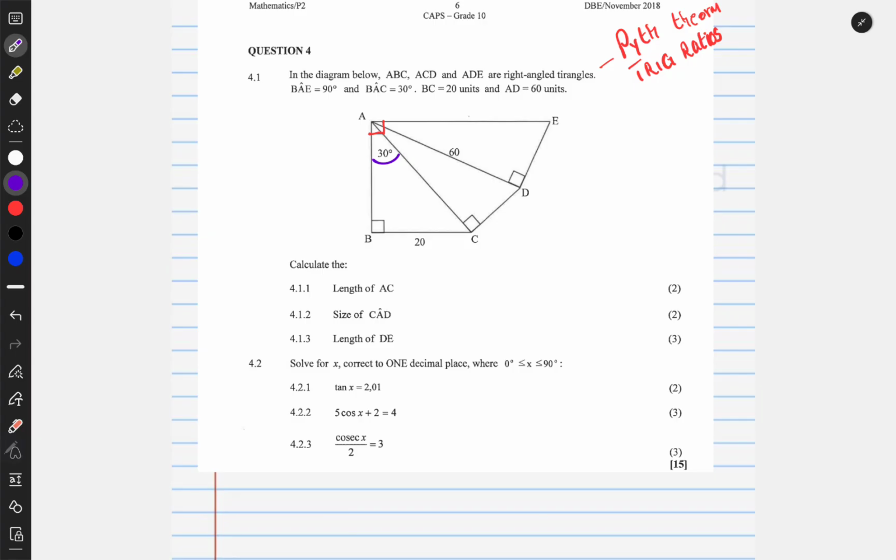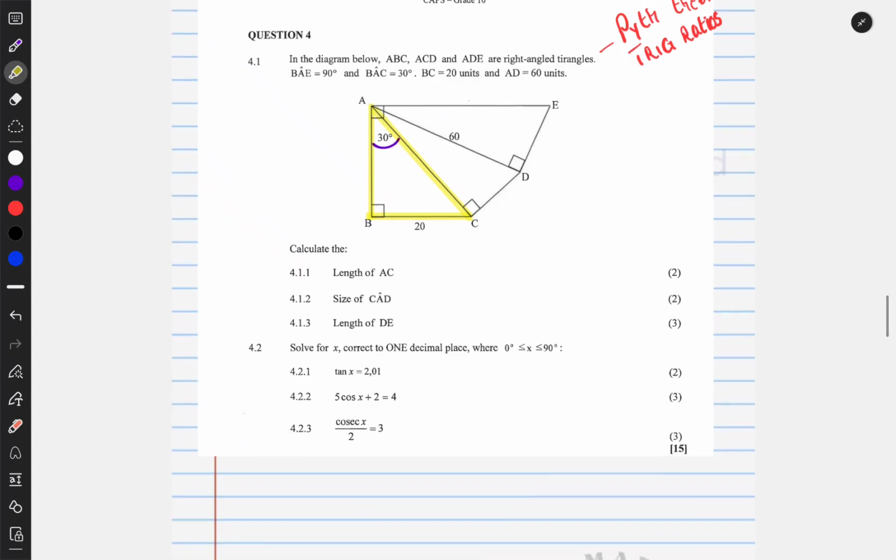From there we're asked to calculate the length of AC. The trick with this question is to simply isolate these triangles and solve them individually. We can see that AC is the hypotenuse side of this right angled triangle ABC. What do we know about triangle ABC? We know that angle A is 30 degrees and side BC is 20 units.